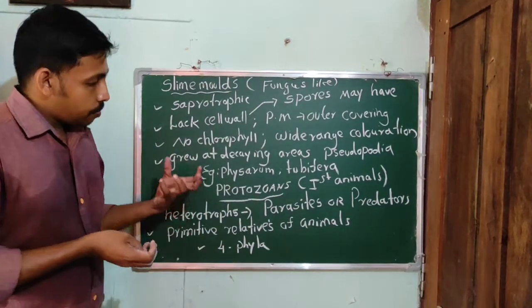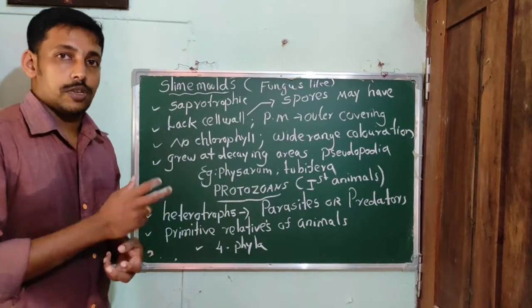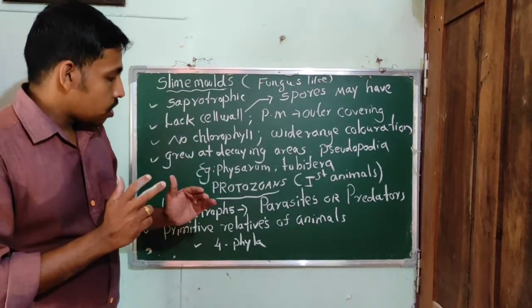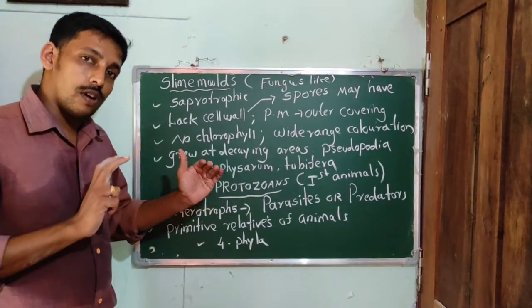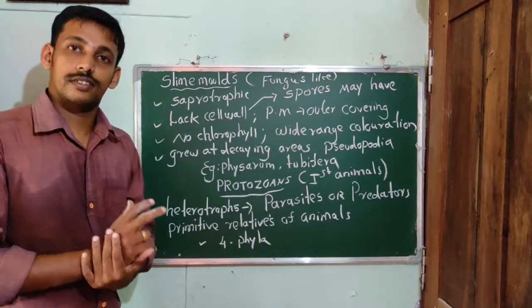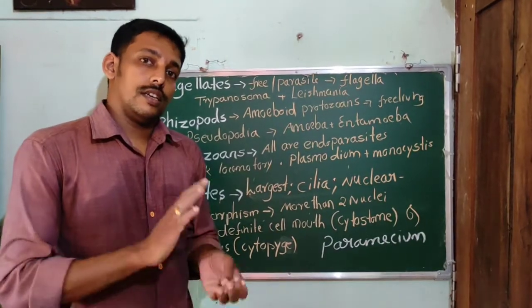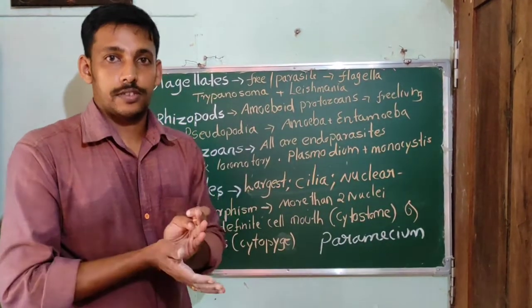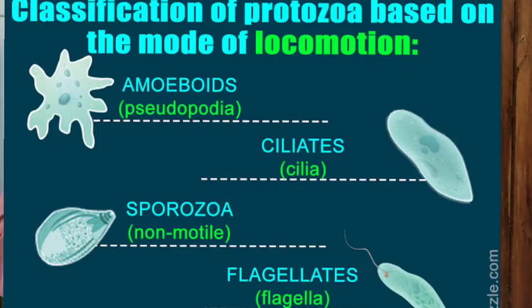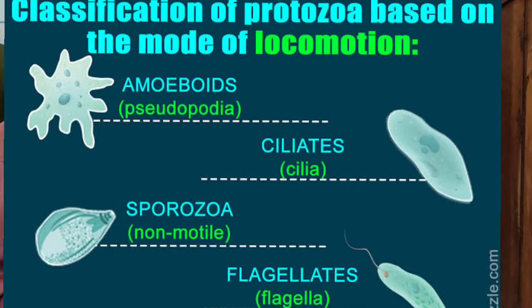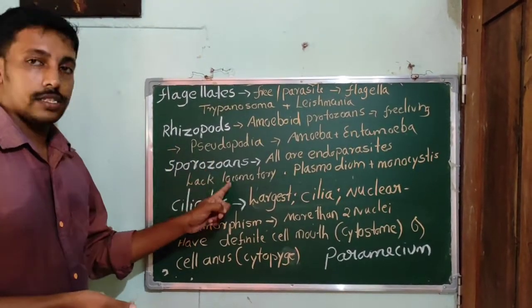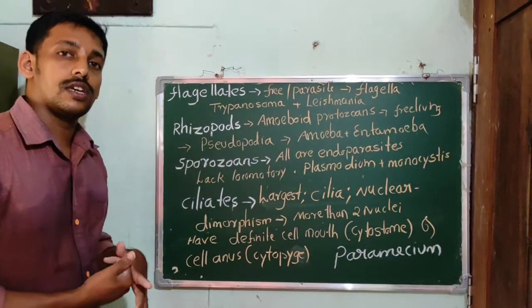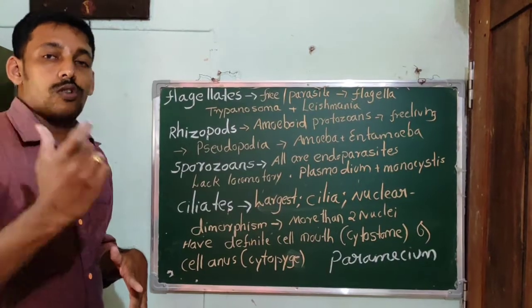Based on their locomotory organelles, there are mainly 4 phyla under the protozoans. Now let's see what these 4 groups are. On the basis of locomotory organelles, the protozoans are classified into 4 different groups. The flagellates, then rhizopods, then sporozoans and ciliates. So these are the 4 groups based on the locomotory organelles.